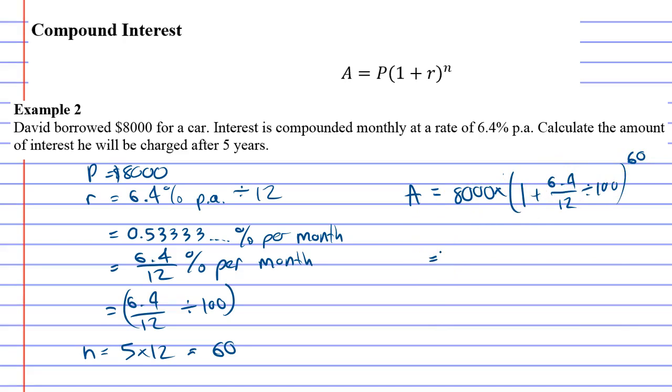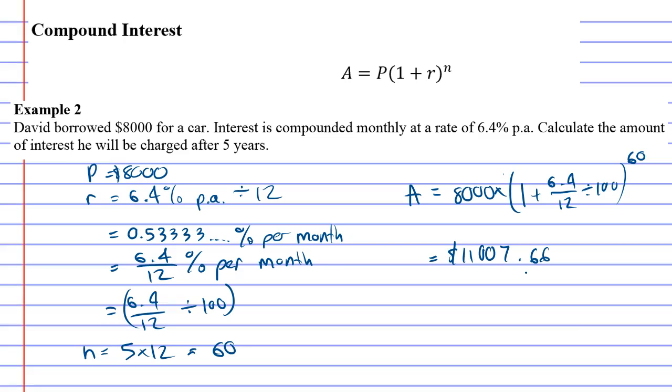So the formula is quite a bit more complicated, but if you're good at using a calculator, it's not a big deal. So when I type it in, I'm just going to go 8,000 times bracket, and brackets are really important here, 1 plus 6.4 over 12 divide 100. I'm now going to close my brackets and put it to the power of 60. And I'm going to get 11,007.66. I'm going to do it to 2 decimal places because that's just what you do with money.